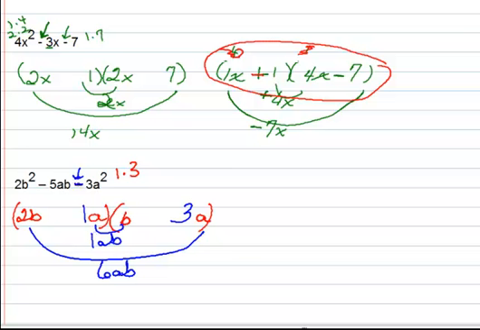The negative here, that second sign, tells us that the signs are different. This first negative tells us the larger product is negative, so that means the 6ab is negative, the 1ab is positive. And of course, go ahead and multiply those guys back to check it.